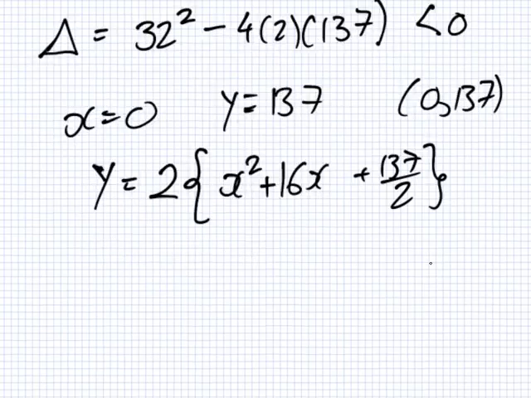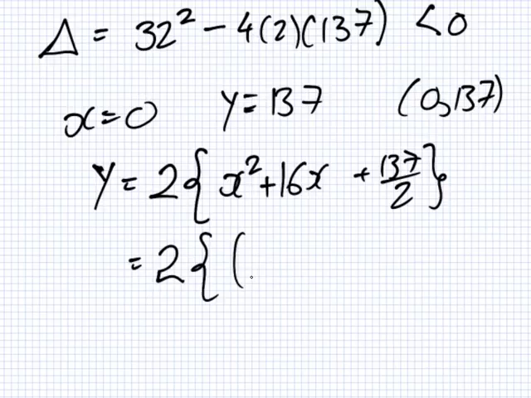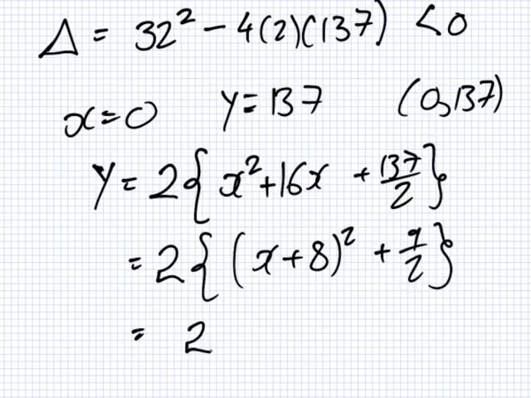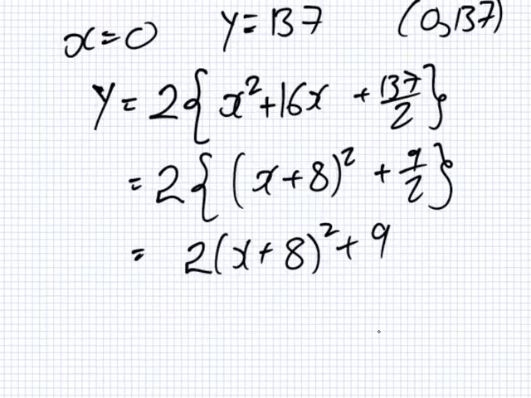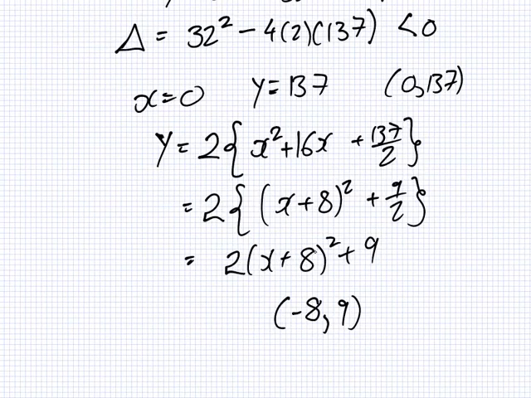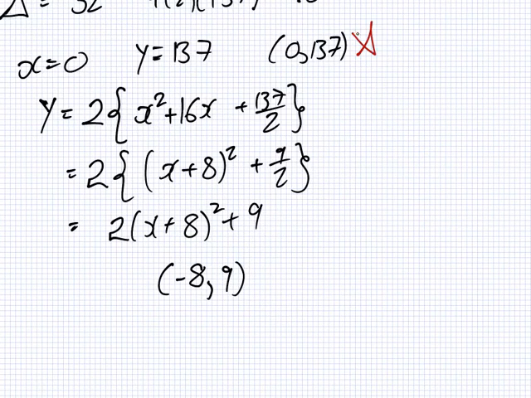Okay, I think we all know what's happening next. So we have 2x plus 8. Yeah, so it'll be x plus 8 squared, and then 137 over 2 minus 64 is 9 over 2, and then we multiply by 2, and we have x plus 8 squared plus 9. So now we can clearly see what's the turning point. What is it? Minus 8 and 9. So we have only 2 points. But that's okay because we know that this is a turning point.